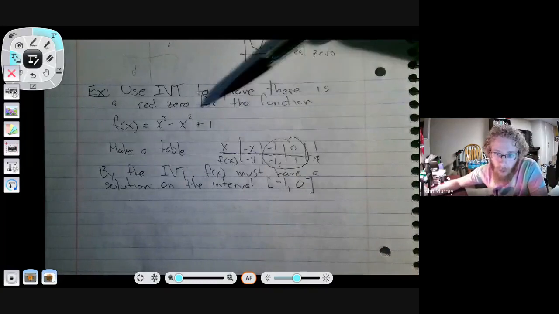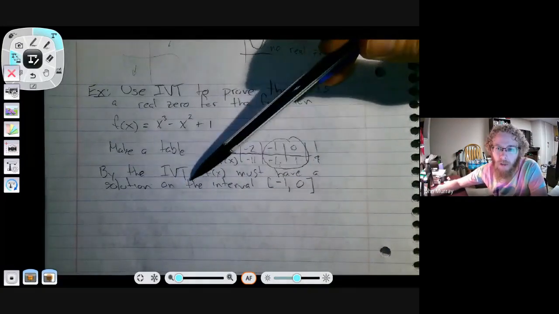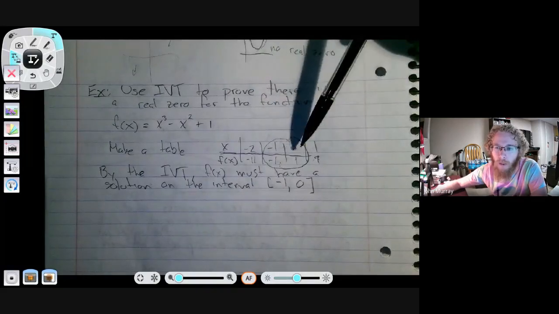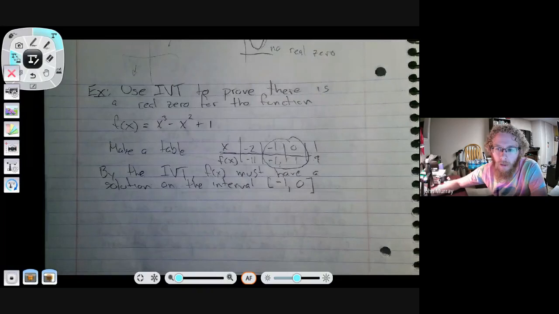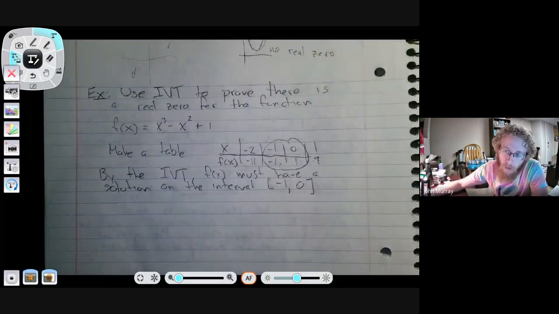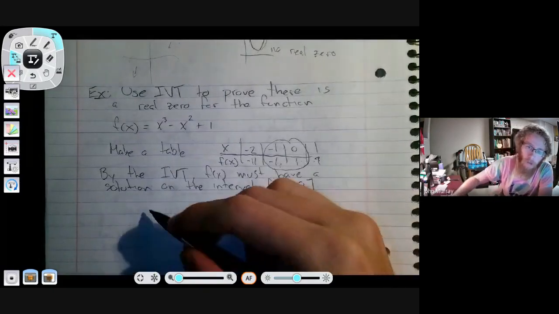So by the intermediate value theorem, f of x must have a solution on the interval of your x values from -1 to 0. And you're using a theorem as your proof. So that's really all you have to say if they're asking that for you. All you're looking for is a spot where it crosses.